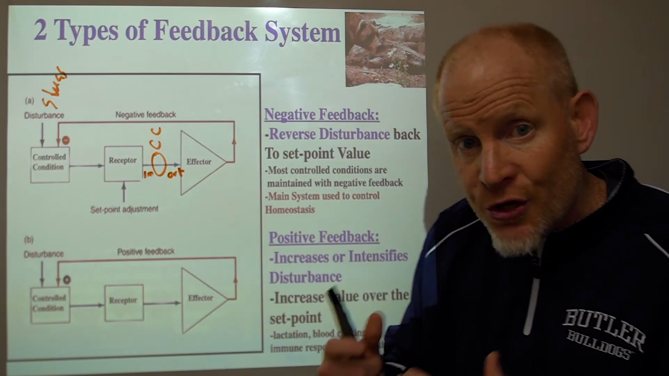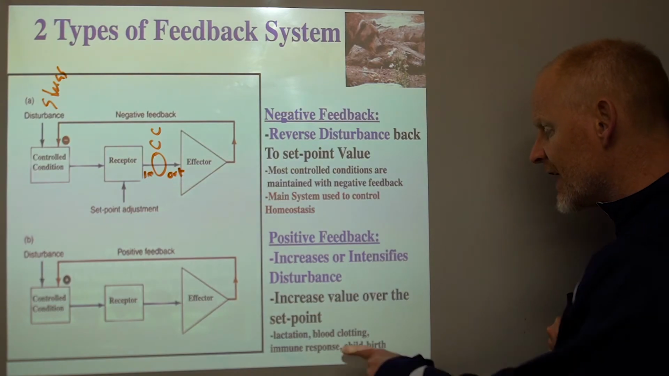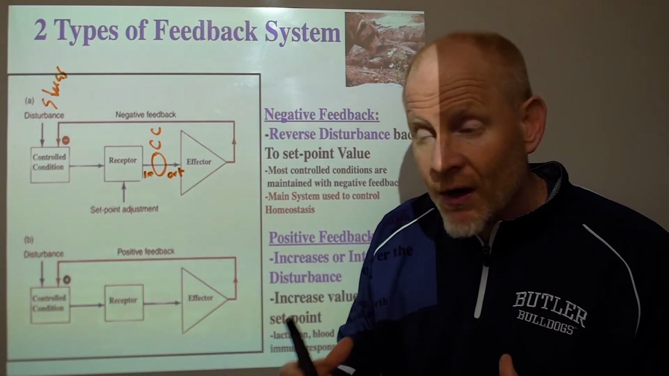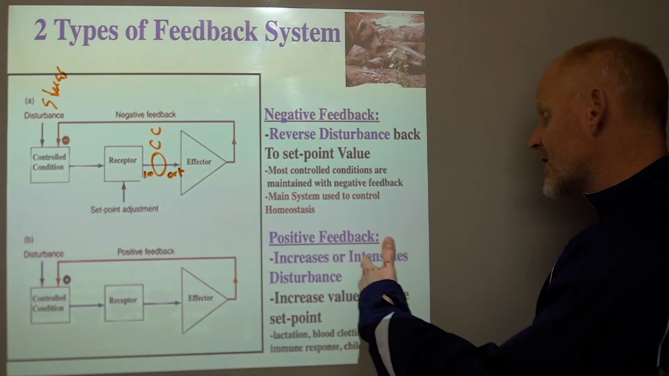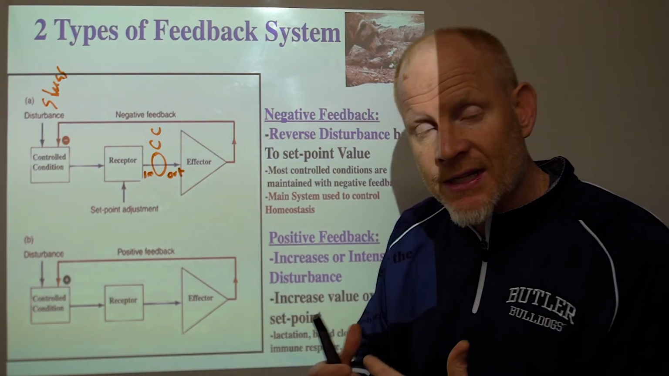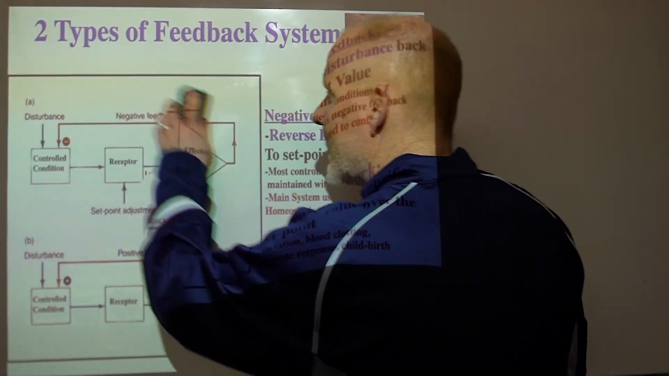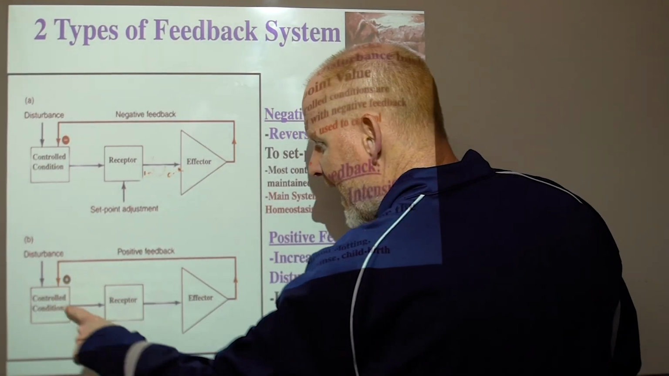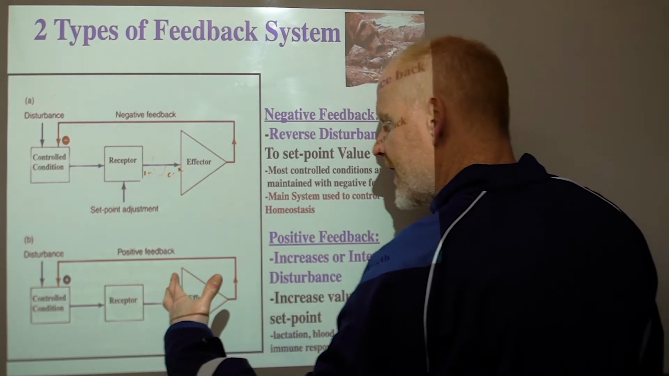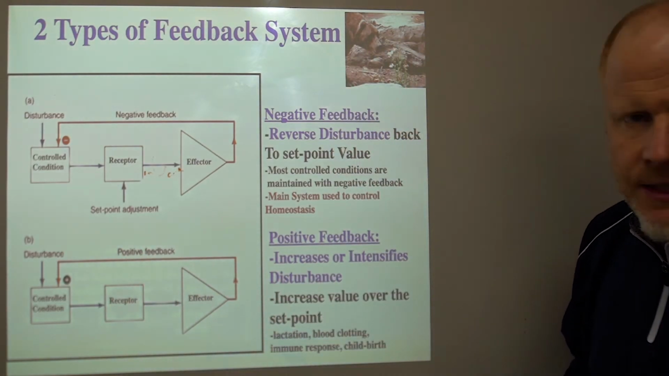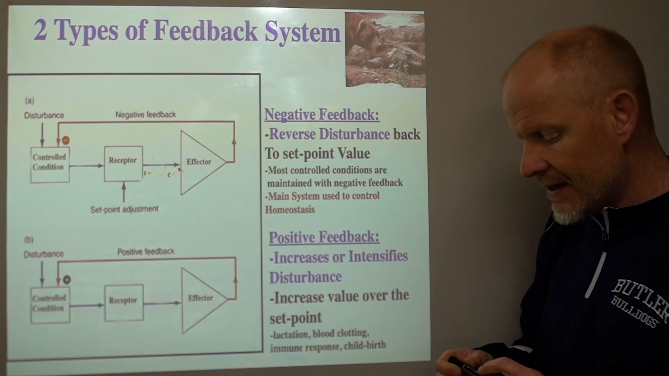Once you start blood clotting, you want it to intensify to block, right, the leaky blood vessel. When you get an immune response to COVID, you want your immune response to be large, right, to increase. So COVID causes the disturbance in homeostasis, and we increase the immune response to kill the virus. So there are times when a disturbance will actually change a control condition. The receptor senses it. It sends it to an effector through a control center that increases the disturbance or brings about positive feedback. So we increase the value of a set point.